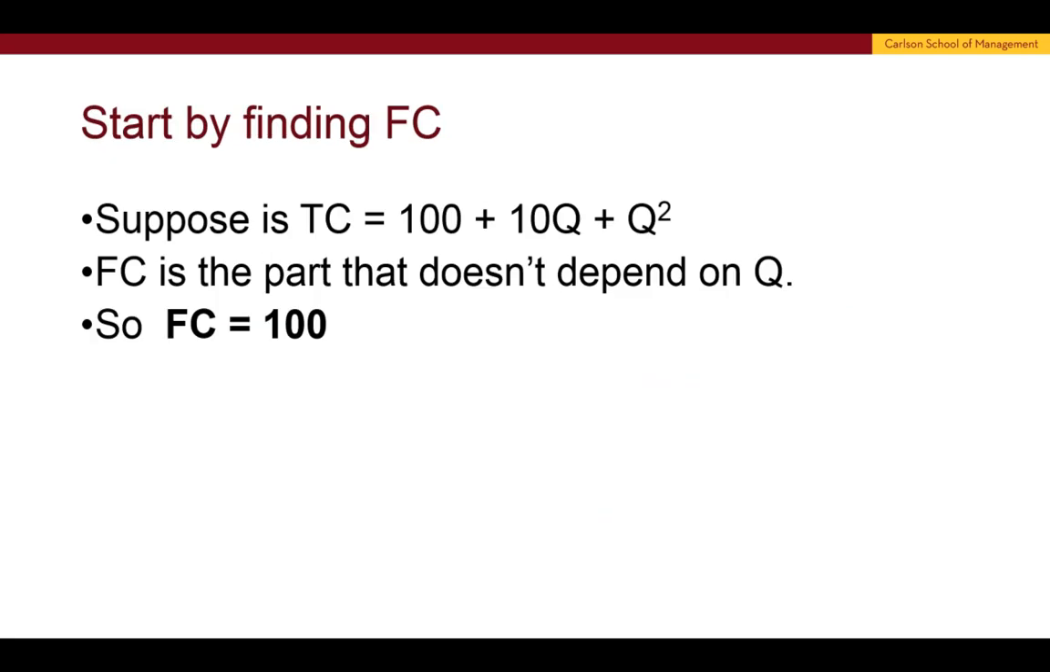Next, let's find fixed costs. Maybe this would be clear since we've already talked about it, but again, we're using the same total cost curve. Fixed costs, by our definition before, is the part that doesn't depend on Q. If you look at that total cost function, there's 100, and then there's a 10 times Q, and then there's a Q squared, and those last two terms certainly do depend on Q, but the first one doesn't. So the fixed costs for this function is 100.